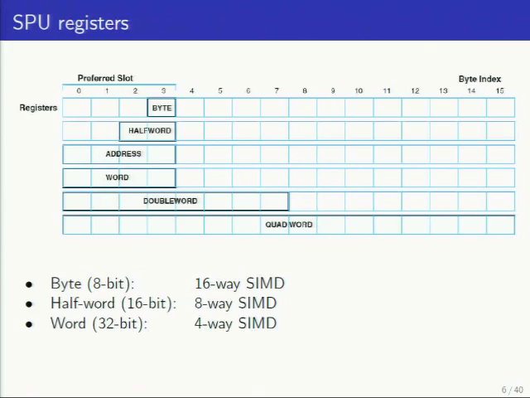So the registers, it's single instruction, multiple data. On multiple levels, so you can think of it on the byte, half word, or word level. You can even think of it at the bit level, as a 128-way SIMD on all the bits. So the preferred slot on the cell architecture is on the word level. So we will do four-way SIMD. So we will process four 32-bit words in parallel.